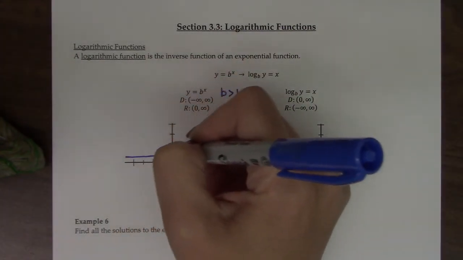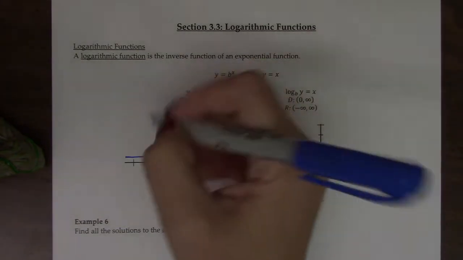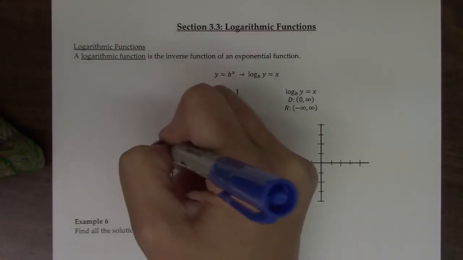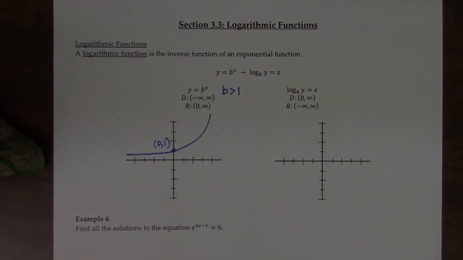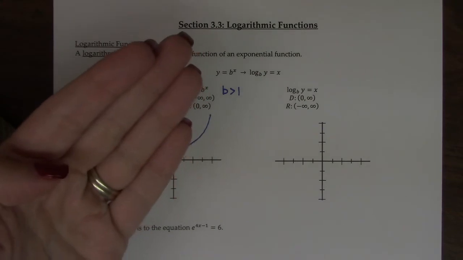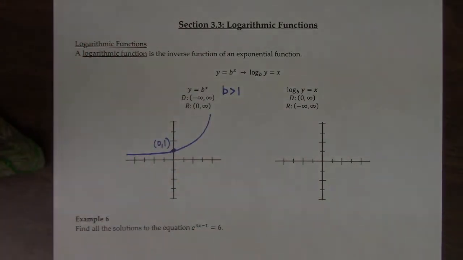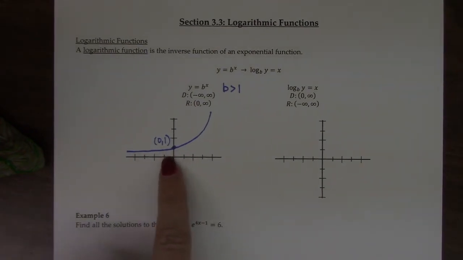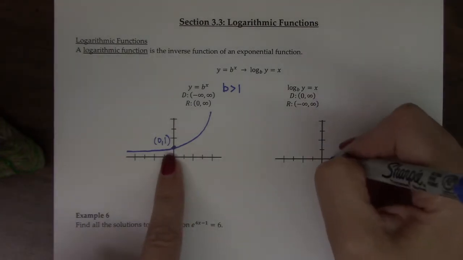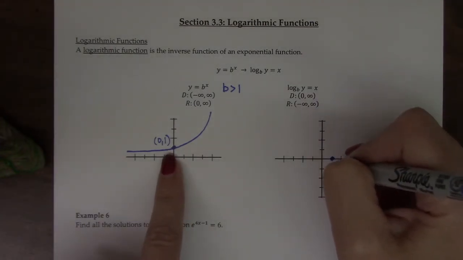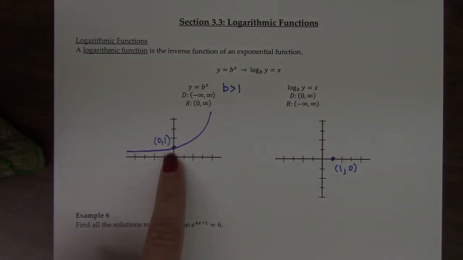So we saw that was a growth function, right? And it crossed the y-axis at 0, 1. Log base b of y is the inverse function of that function. So that means we saw with inverses, this graph should be reflected over the line y equals x, and all the x and y values should switch places. So this point that is 0, 1 on this graph should be at 1, 0 on this graph.